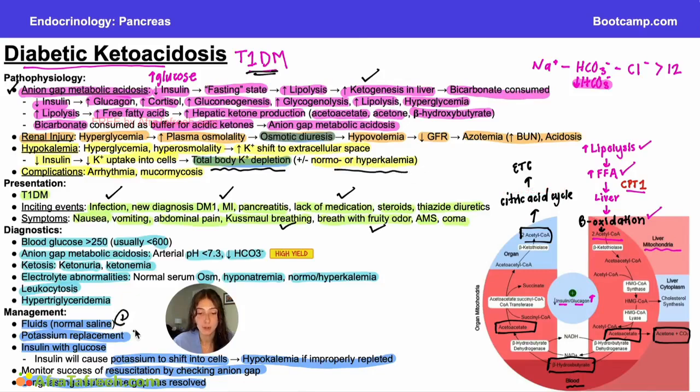For treatment, it's important to give fluids first, then replete your potassium, and only then give insulin with glucose so we don't cause a dangerous potassium shift into cells and out of the blood, leading to an arrhythmia. And then how would they ask you about this on a board style question?